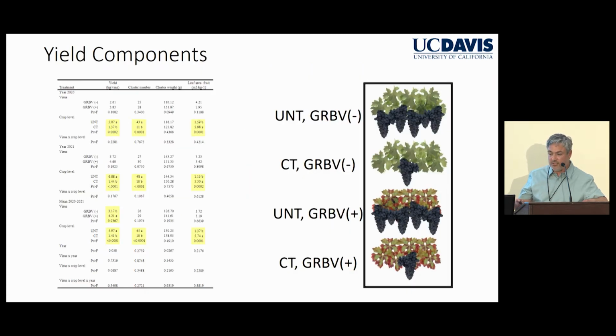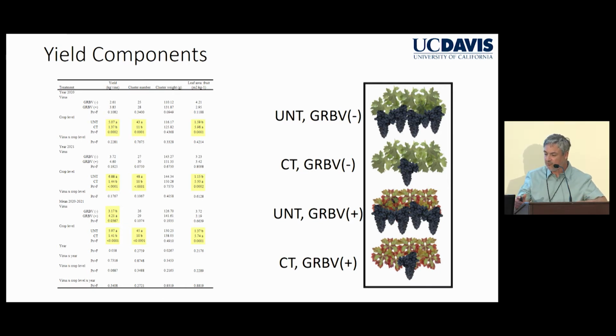So then looking at the components of yield, obviously cluster thinning, what you're doing is essentially cutting off the clusters which will later become the yield. So not surprisingly, as highlighted here in the yield table, cutting off the clusters significantly reduces your yield. And so that was evidenced in the cluster number. This was the thing we were directly manipulating with the treatment.